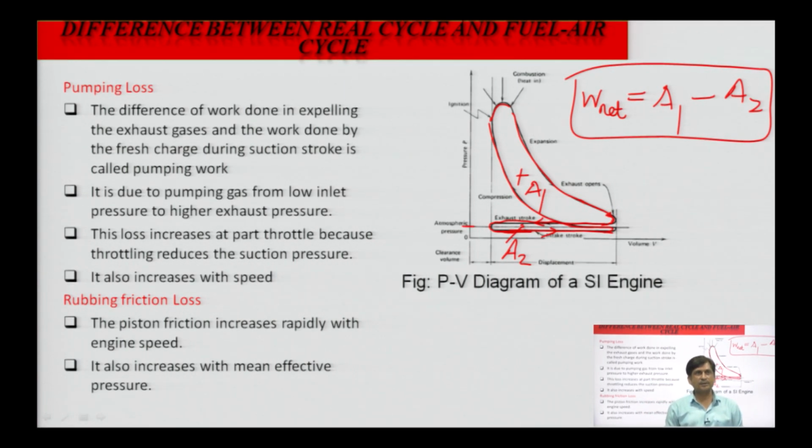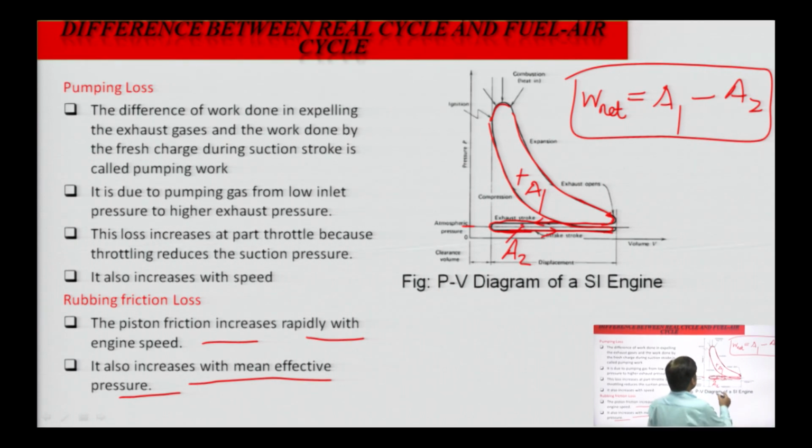So, this loop area is increased, and it also increases with the speed of the engine, RPM, and this is the rubbing friction loss. The piston friction increases rapidly with the engine. We all know from the relations that the piston friction is dependent upon the engine RPM, and it also increases with the mean effective pressure. Mean effective pressure means the pressure of the cycle.